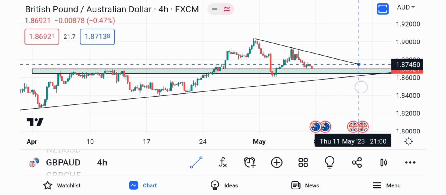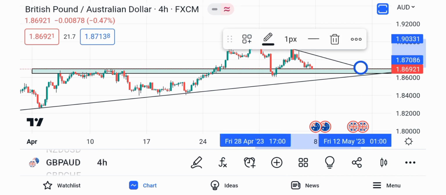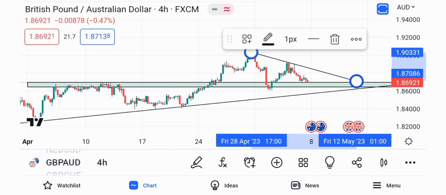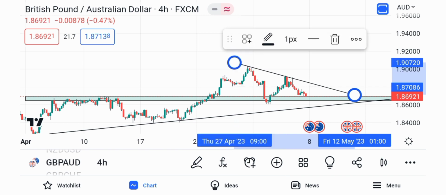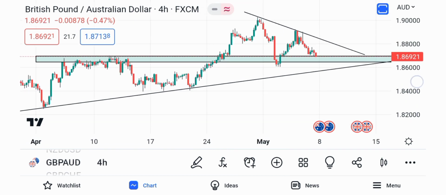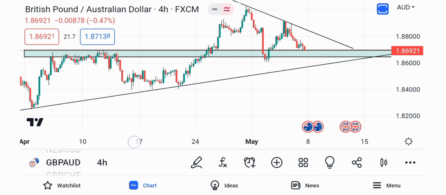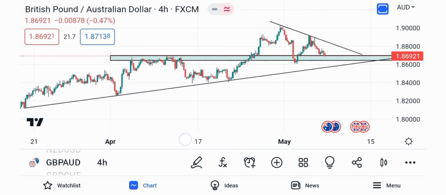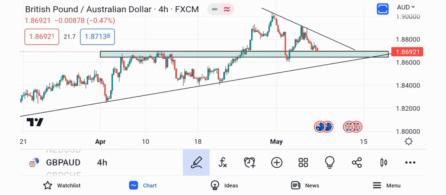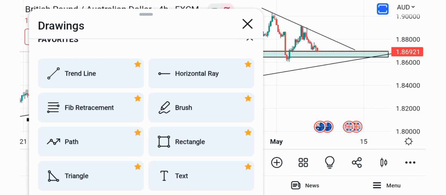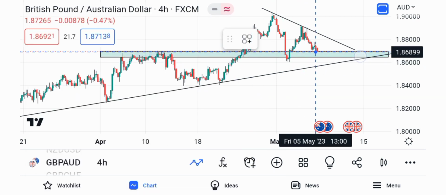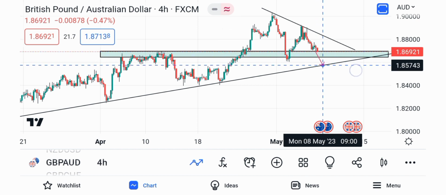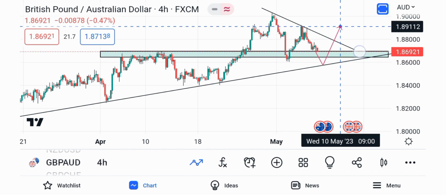Can spot another trend line here. Let me correct this. We can also spot another trend line here. So now let's study the price action here. So on the 4-hour, we can see that price is dropping. So it's likely price will drop to this point, this trend line, then continue upwards.